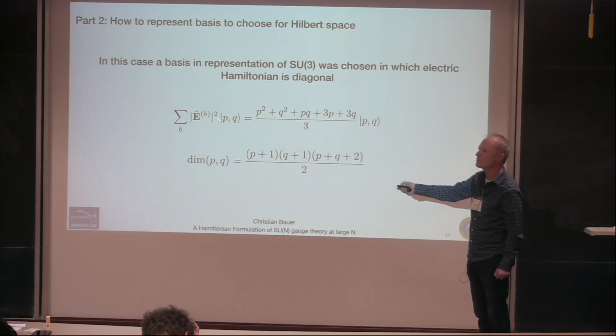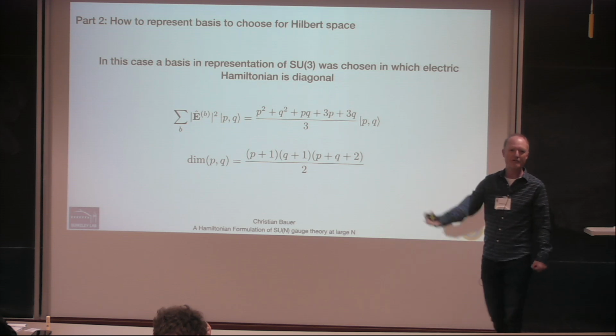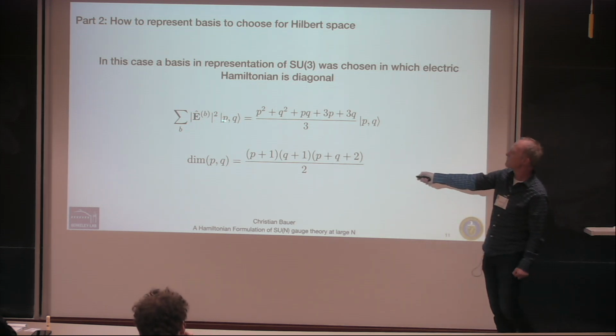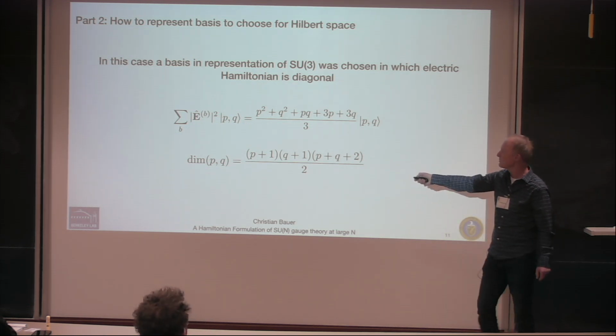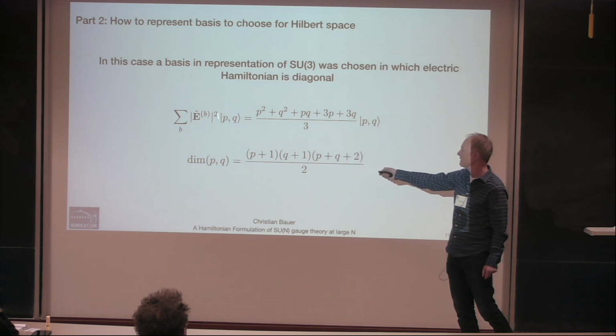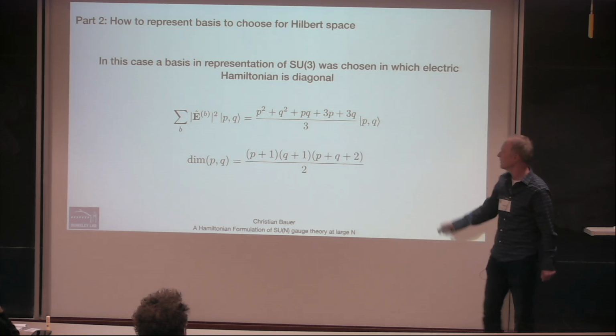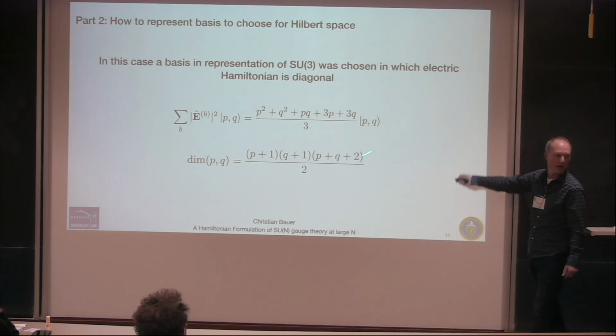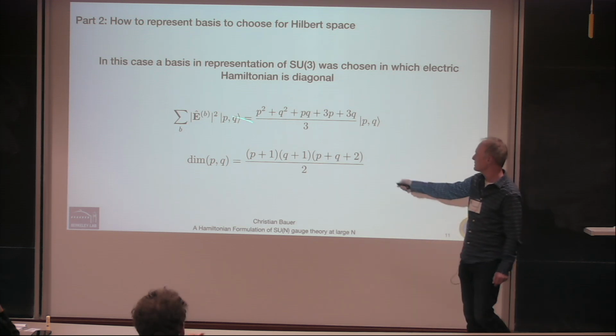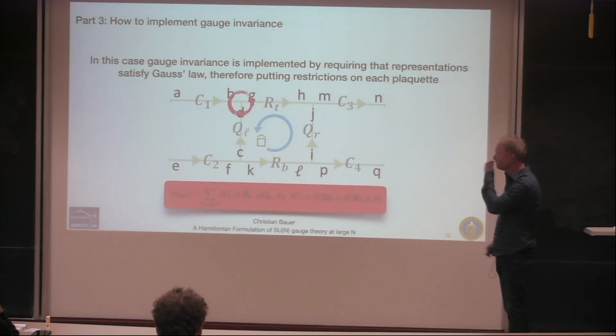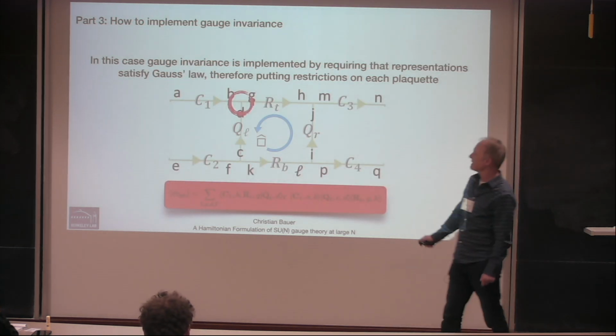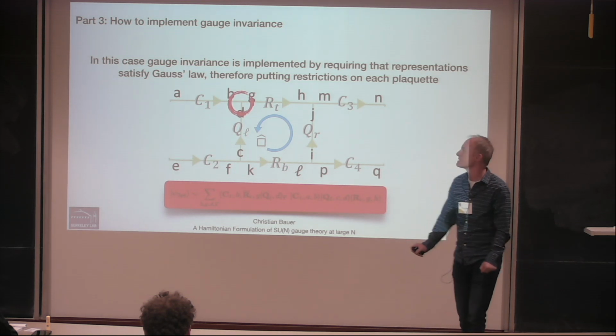So what you want to choose is representations of the gauge group on the links. Now in SU3, it's a rank 2 group, we can specify any representation with 2 numbers P and Q, and then the Casimir is just given by a well-known formula, and we also know the dimension of these representations. Gauss's law is the next thing, and again, we've heard some discussions about this.